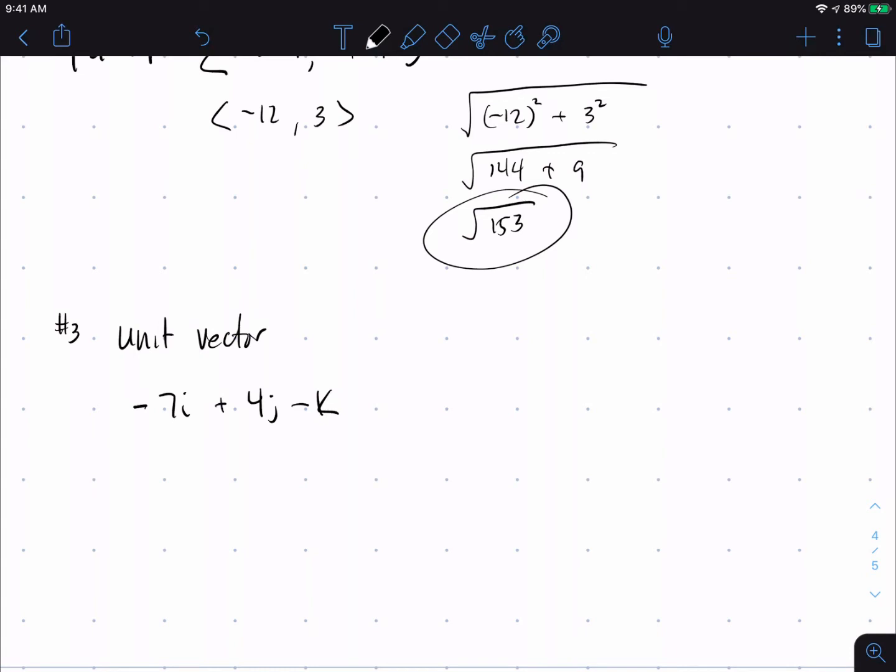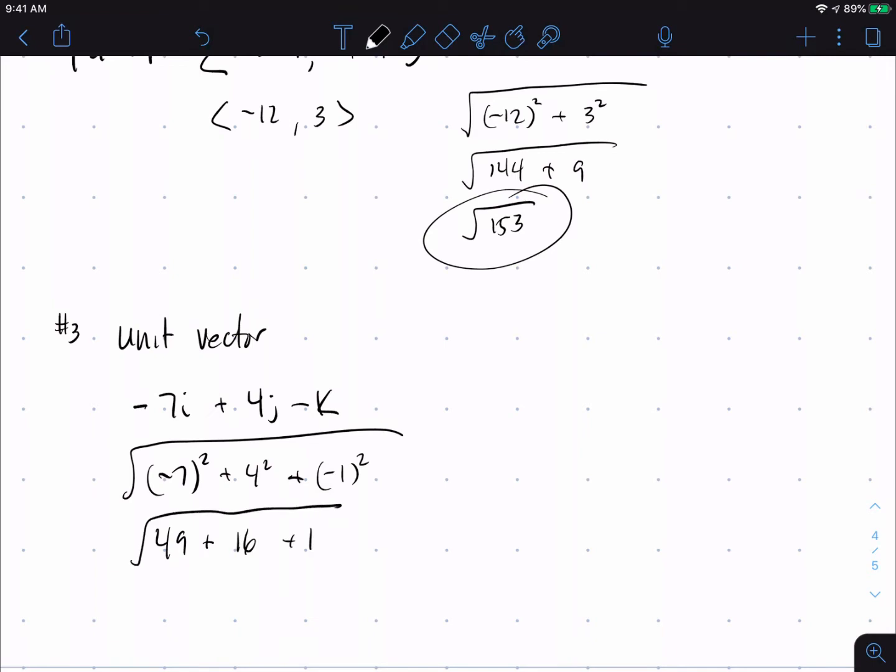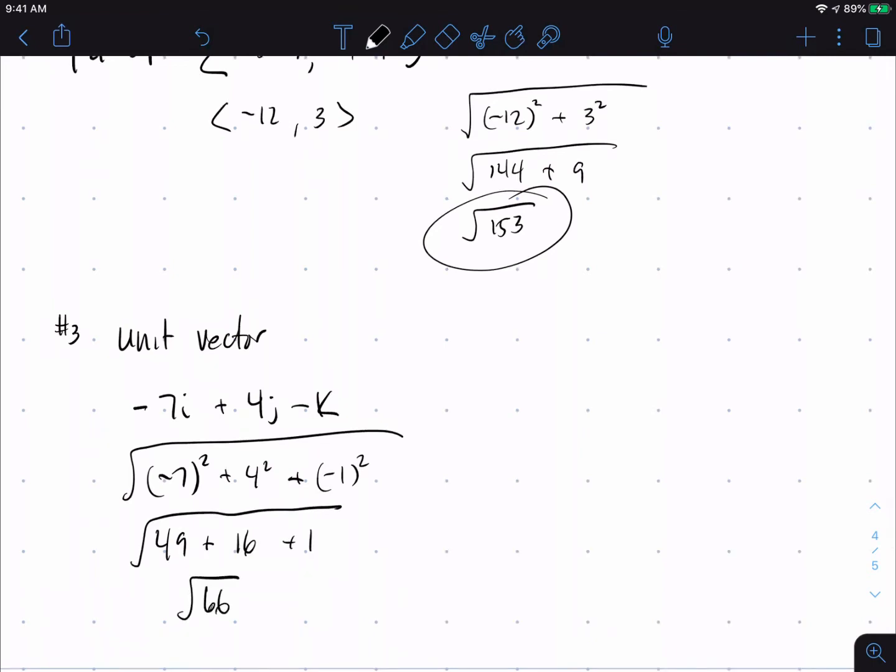Let me know when you're ready, and I'll work that out. I'm ready. Okay, so the first thing that we need to do is find the magnitude, correct? The magnitude is going to be negative 7 squared plus 4 squared plus negative 1 squared, which will be 49 plus 16 plus 1, which looks like 66, correct?